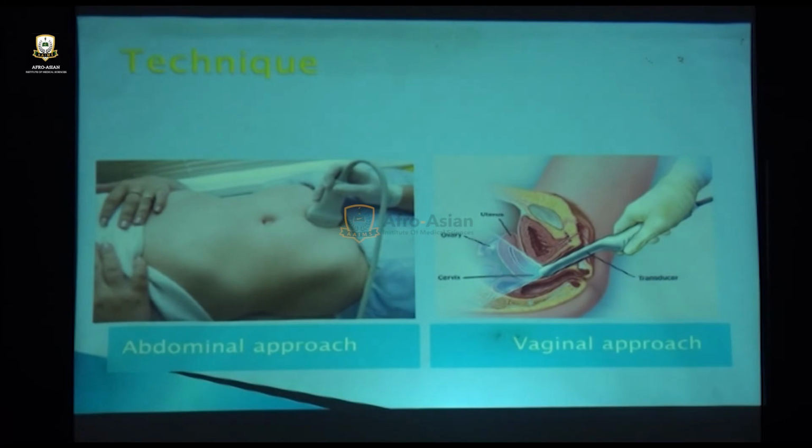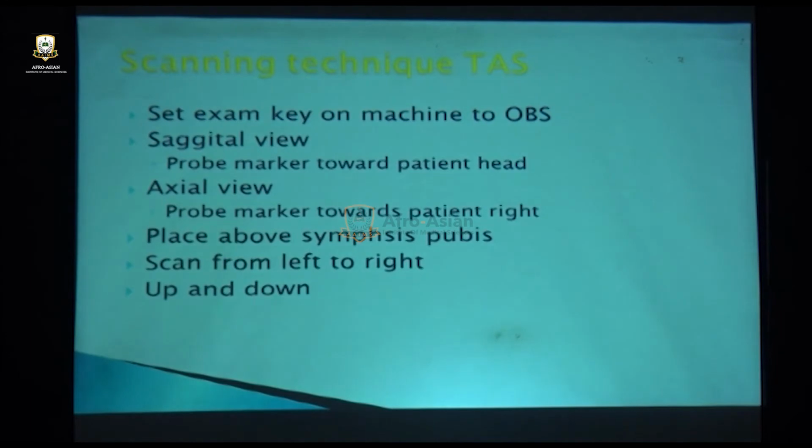Let's talk about technique. On the left of the screen you see the abdominal approach, and on the right of the screen you see the transvaginal approach. Scanning technique for transabdominal: set the exam key on the machine to OBS. Important, because there are parameters. Whichever part of the body you start with, there is availability of this function. Either you can go to abdomen, or obs, or gynae, or urology. That gives you a better picture.